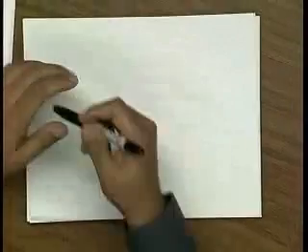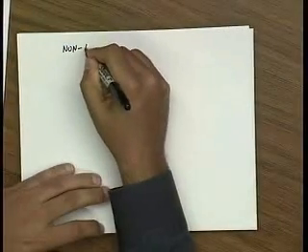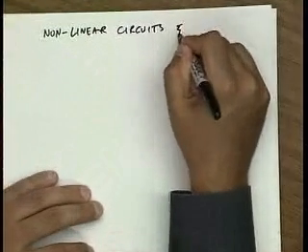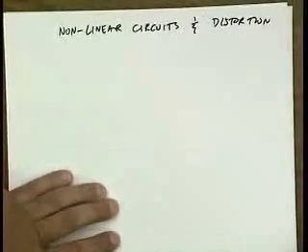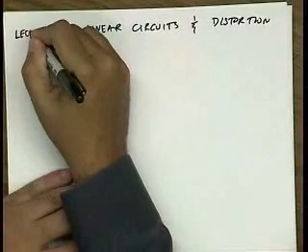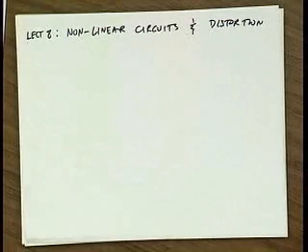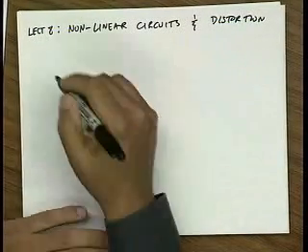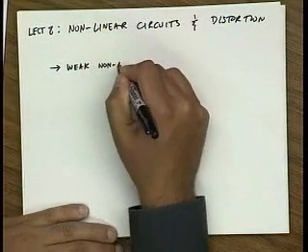Okay, so let's recap where we were last lecture. We started looking at nonlinear circuits and distortion. Even though I didn't say it, and this is lecture 8, what we're looking at up to now is what we call weak nonlinearity. I want to emphasize that we're studying weak nonlinearity.